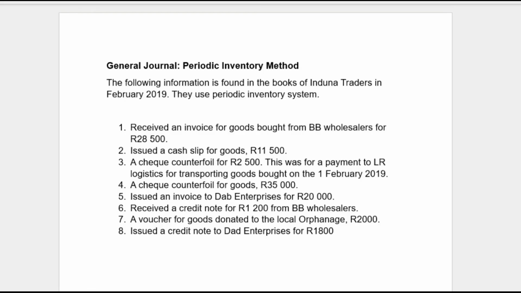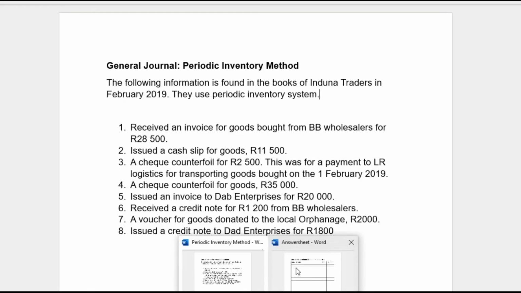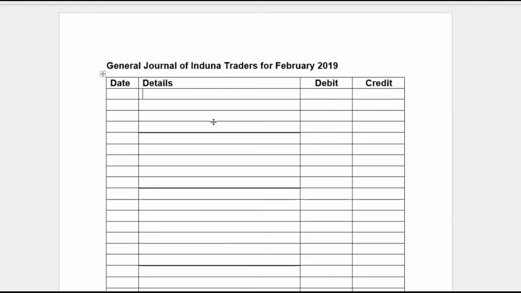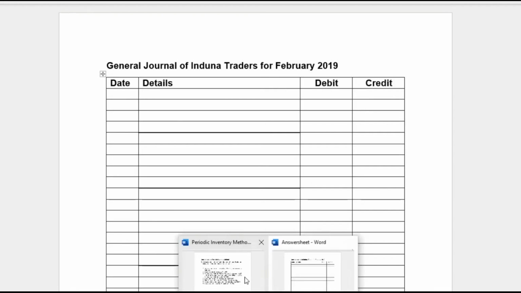And then we will start with transaction number 1, and this will be our answer sheet, where you put the date or the numbering, details, the account to be debited, the account to be credited. There you show the amount. Okay, so let's go to the questions and start with the transactions today.